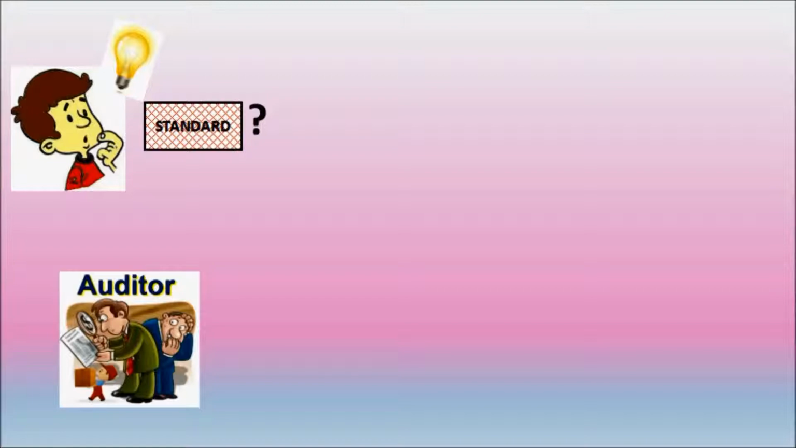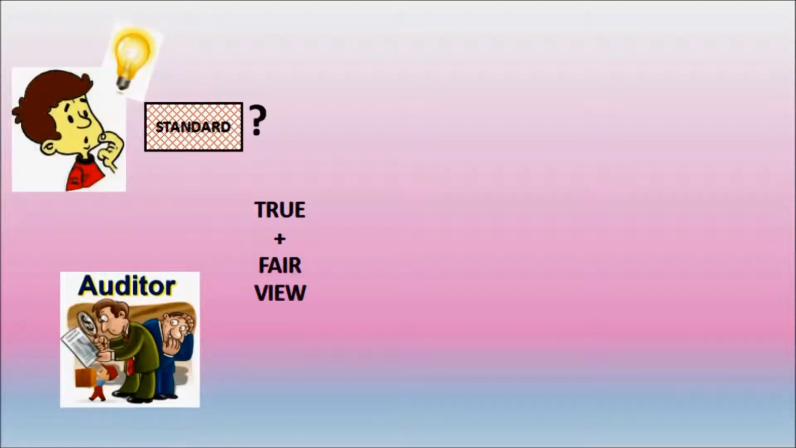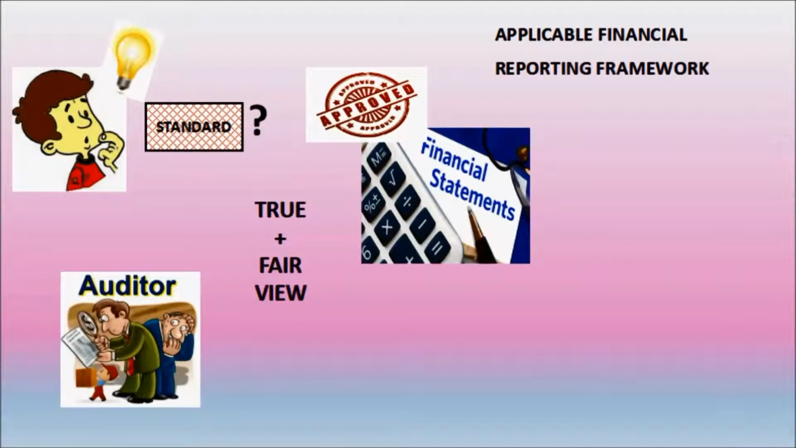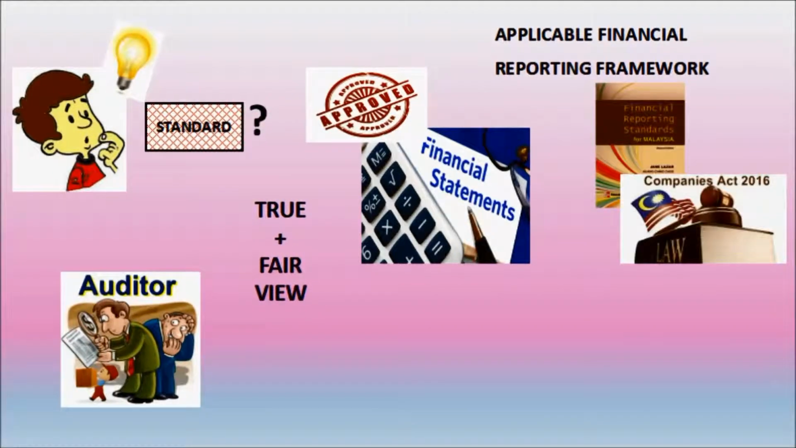What is standard in an unmodified auditor report? An opinion should be expressed when the auditor concludes that the financial statements give a true and fair view in accordance with the applicable financial reporting framework. The opinion is issued when the following conditions have been met.